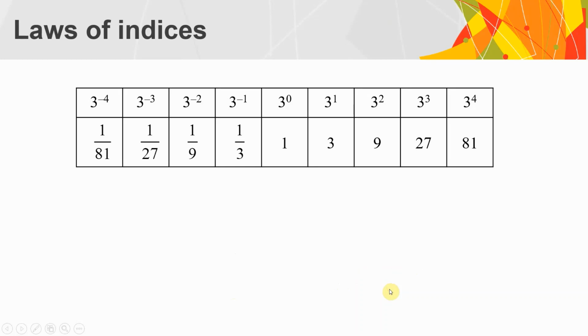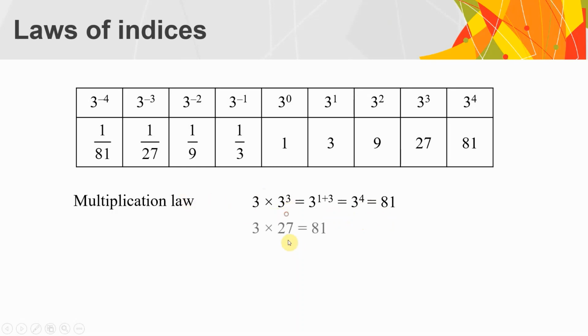So now let's look at two laws of indices. One is the multiplication law. Whenever we multiply two indices, we add the power together. So let's say 3 times 3 to the power of 3, or 3 cubed. When there's no number, the power is 1, so 1 plus 3 is 3 to the power of 4, which is 81. To double check, 3 cubed is actually 27, so 3 times 27 is 81.